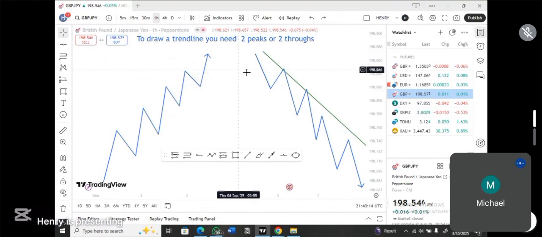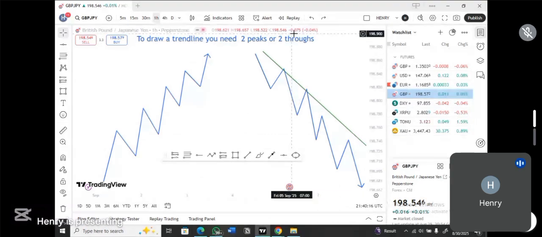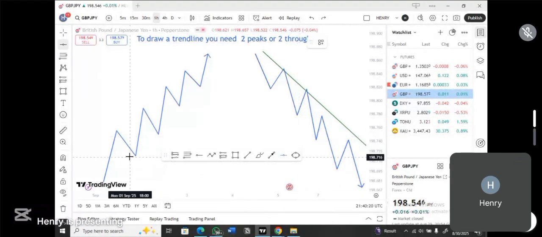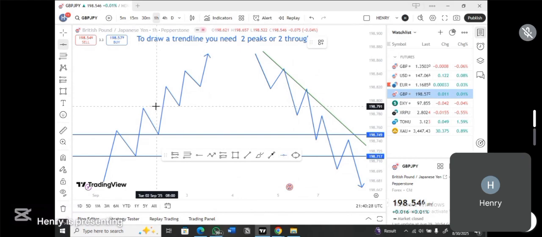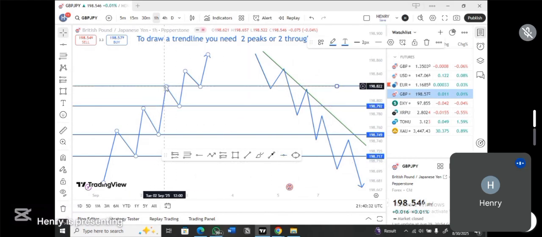When we say troughs, it's just lows. This is just a low or a trough. This one is what? Trough. This one is a trough. Then this is a trough. You understand?